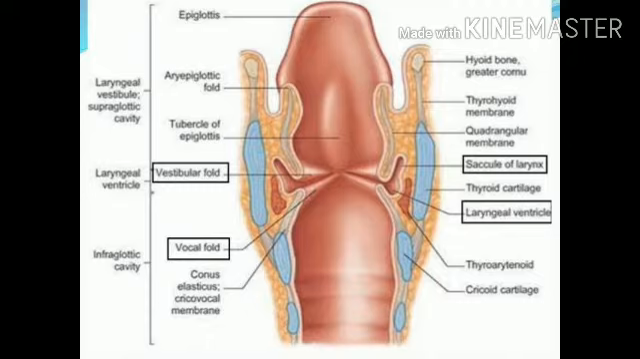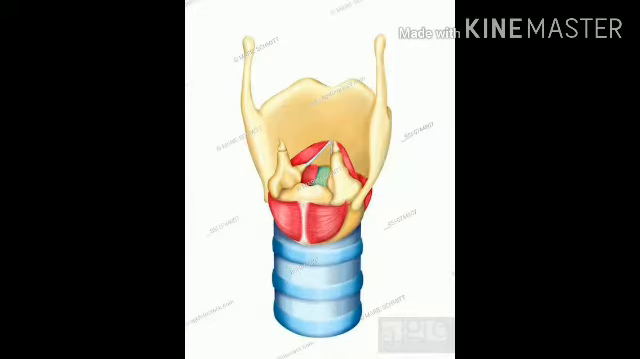The 3 unpaired cartilages are thyroid, epiglottis, and cricoid. The 3 paired cartilages are arytenoid, corniculate, and cuneiform. Some features about the vocal folds of the larynx: the vocal fold, that is the true vocal cord, acts in sound production. The vestibular folds, or false vocal folds, have no role in sound production.